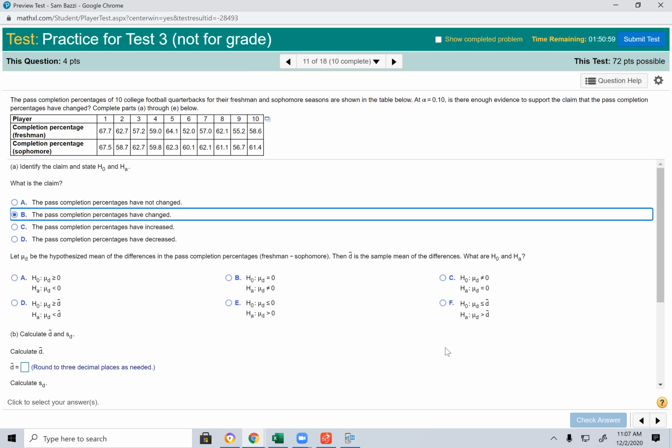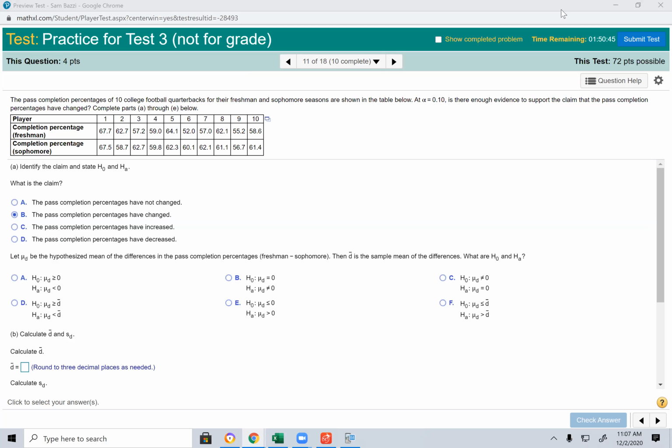What would be the null and the alternative hypothesis? Is it A, B, C, D, E, or F? Any ideas? A change, guys, is different from 0. So we'll be here, right here, not equal to 0. That's what a change is. So let me pause the recording for a second and let's put the data in.